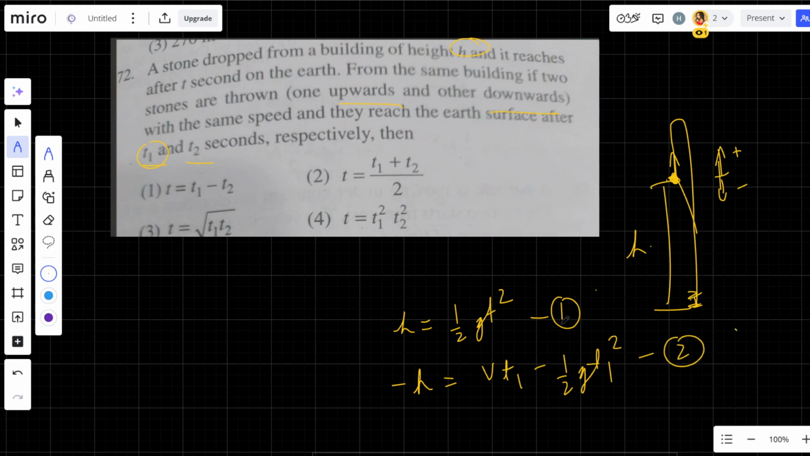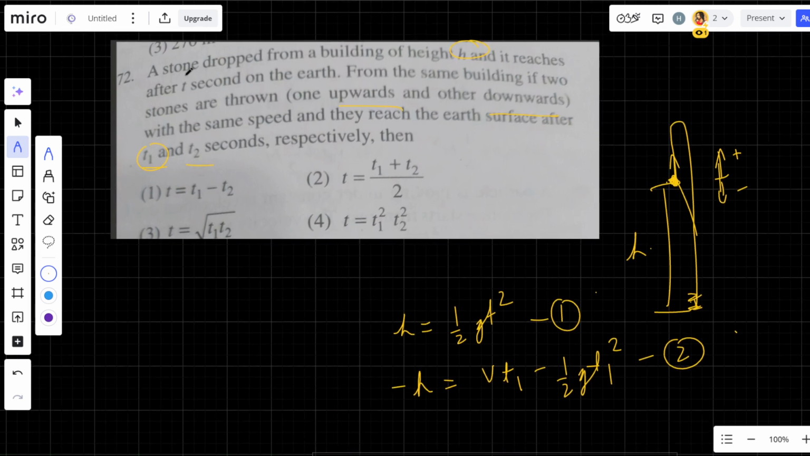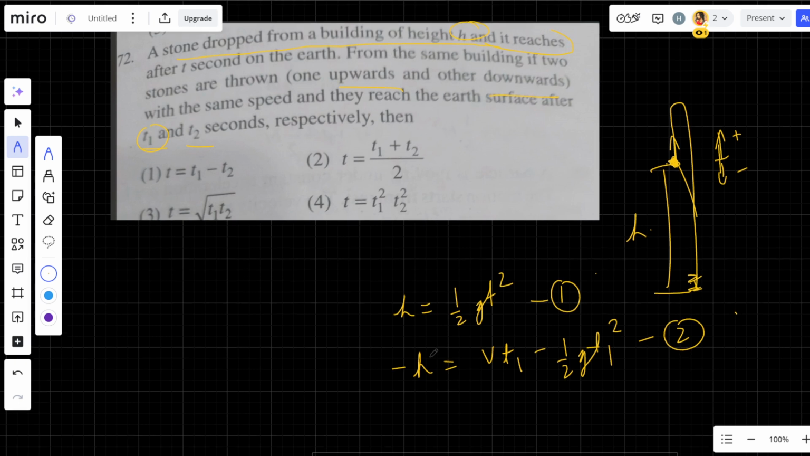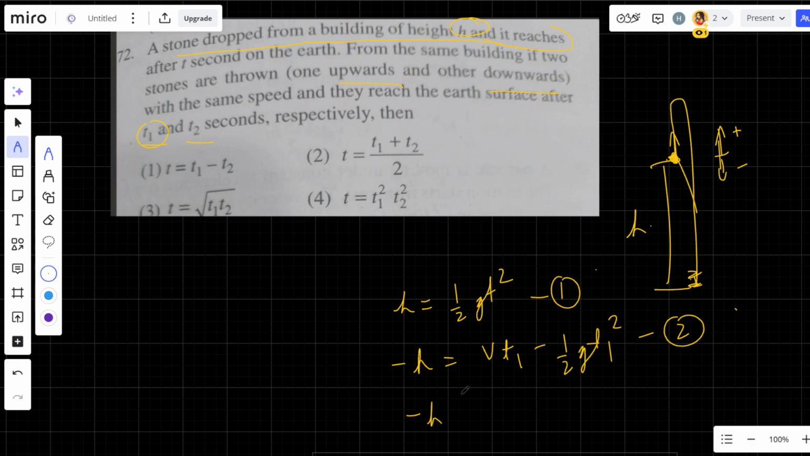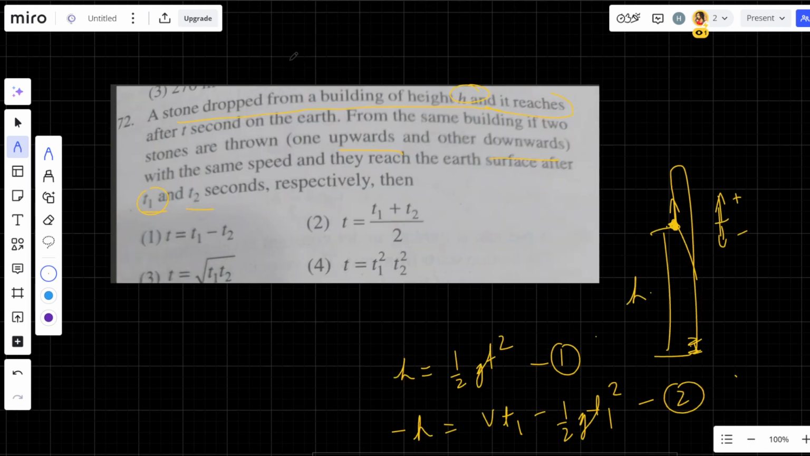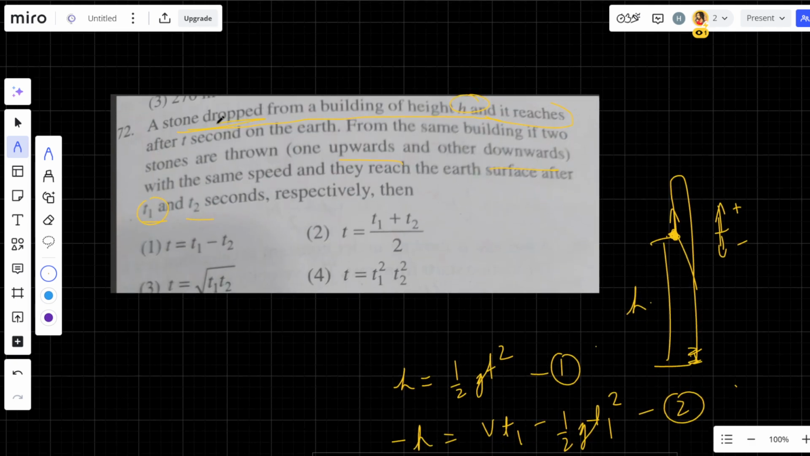In equation number one, they said that from the same building, two stones are thrown. So when they're saying thrown, shouldn't we consider even the downwards throw with some velocity? Yes, that's where we're coming to. The first was half g t square, which is a free fall. This is free fall for the very first case. There are three cases, and we are coming to the third case now. For the third one, it is when it is thrown downwards. You forgot the first part: the stone is dropped from the building and it reaches in t seconds.